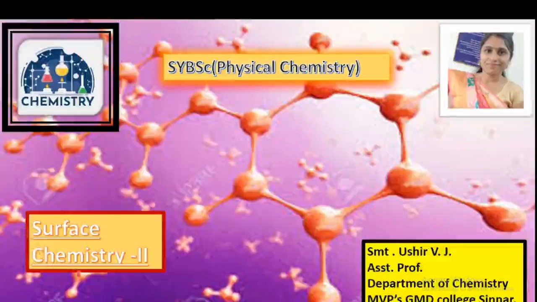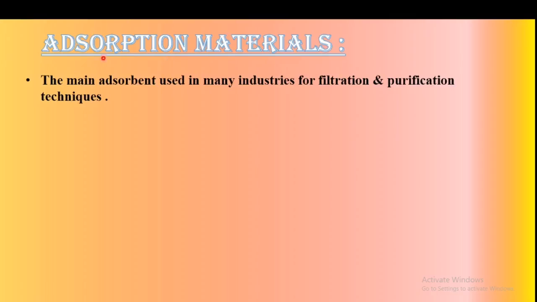In the last lecture we started our second chapter, surface chemistry, and this is the second lecture. In the last lecture we studied what surface chemistry means, what adsorption, adsorbate and adsorbent mean, the difference between adsorption and absorption, and the different adsorption materials. So in this lecture we will study the adsorption materials in detail.